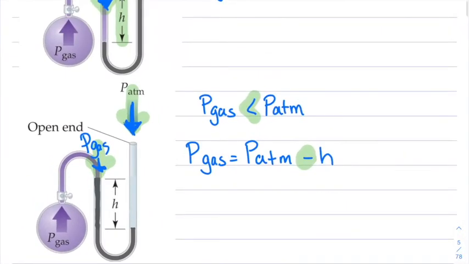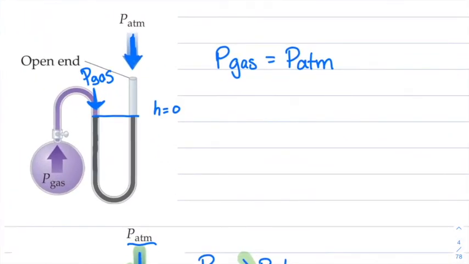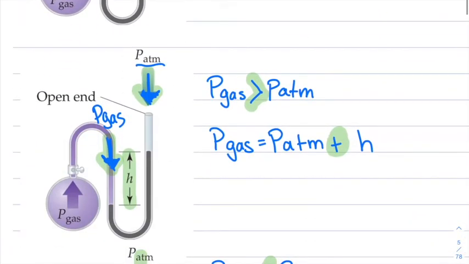So let's just review these three situations. If the height difference is 0, if mercury is at the same level on both sides, we say, hey, pressures are the same. Whatever pressure we get for the atmosphere, that is the pressure of our gas. But if that mercury is pushed towards the side of the atmosphere, we say, hey, that atmosphere is kind of weak. It's weaker than our gas. It doesn't have as much pressure. So the pressure of the gas is greater than the pressure of the atmosphere. And because it's greater, we're going to add H to find the pressure of the gas.